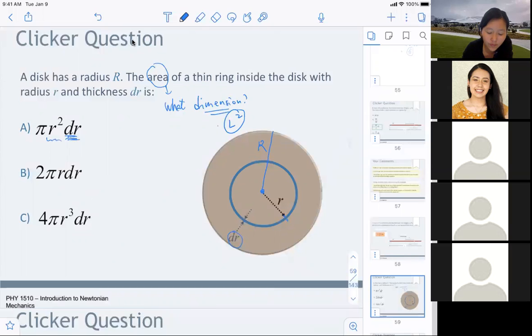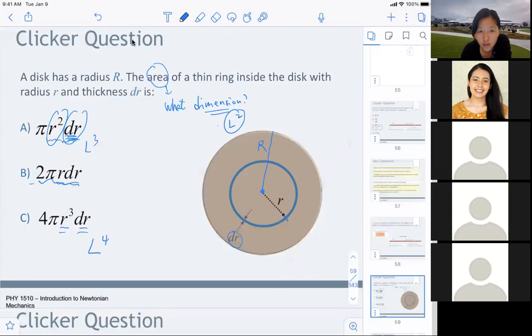So somehow this one gives you a length cubed. This is length squared, length cubed. So that's not going to give you the correct dimension for an area. Right, this one as well, it's going to be wrong. It gives you a length fourth. Now the only correct dimension is B. So we can rule out the incorrect ones, but now how do you get the 2 pi r times dr?